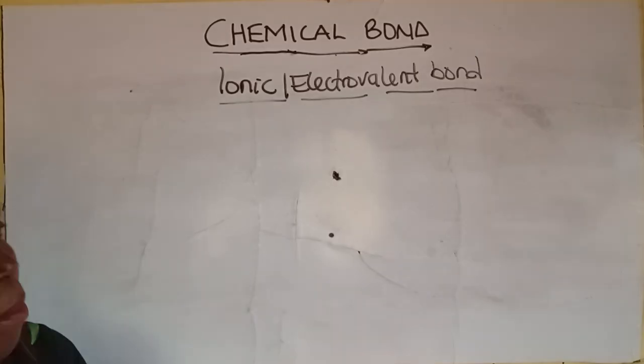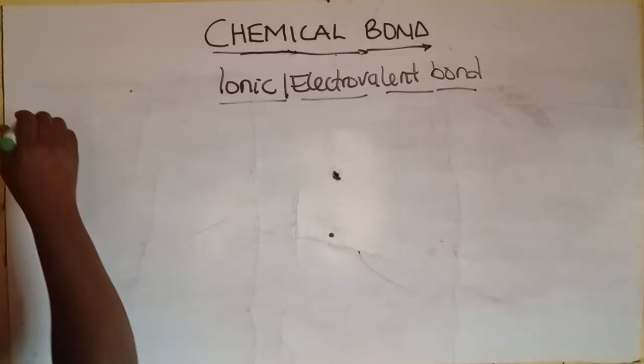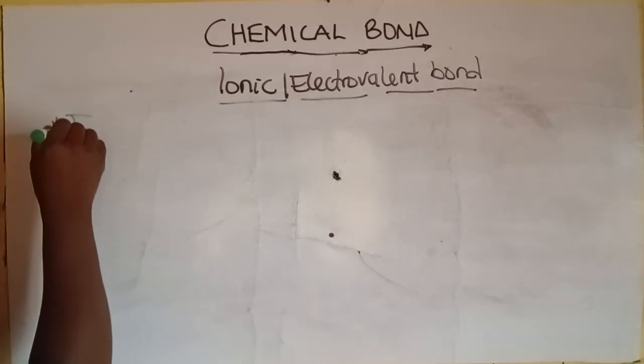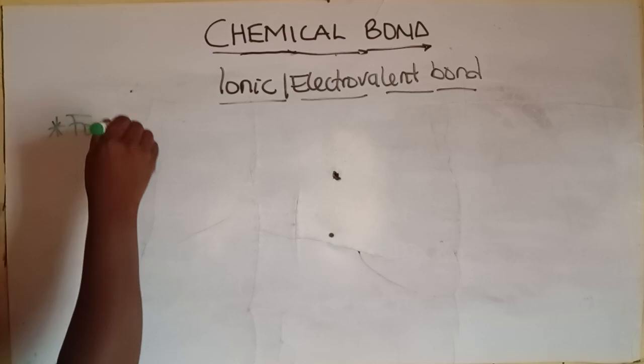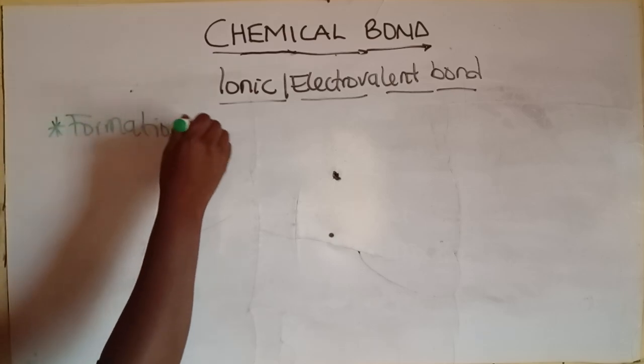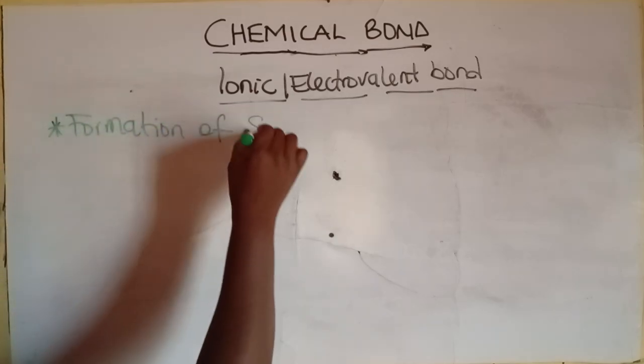Stability. And the non-metals will accept those electrons because they are electronegative, so they have the ability also to accept electrons when they undergo chemical combination, also to attain stability. So let's look at an example of an ionic bond. We consider the formation of sodium chloride.